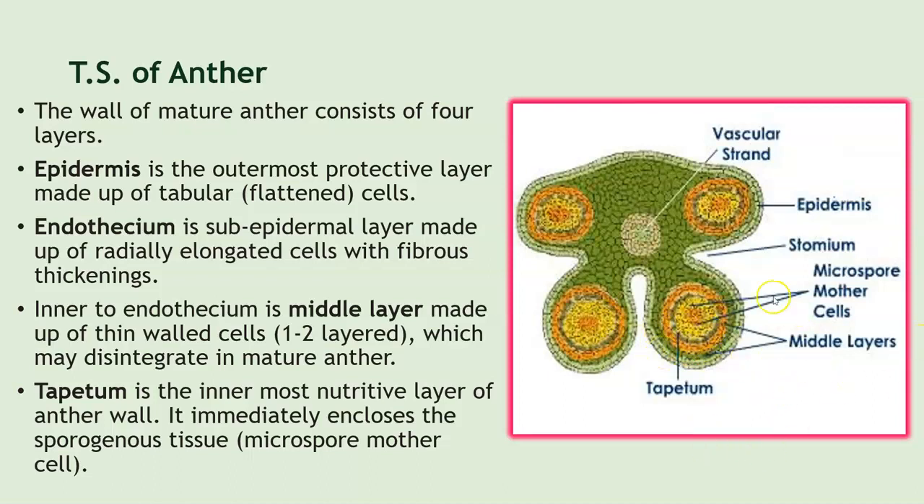So if you have a look at this diagram here, this is the location of your sporogenous tissue. Just enclosing the sporogenous tissue is the tapetum. It is the innermost and the most nutritive layer of the anther wall.